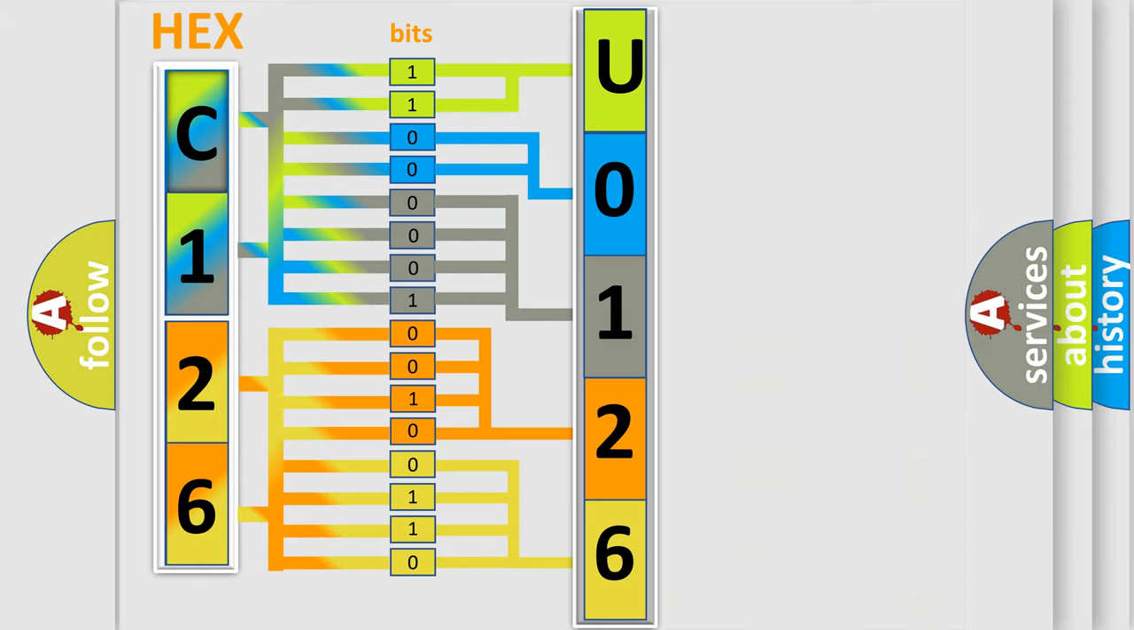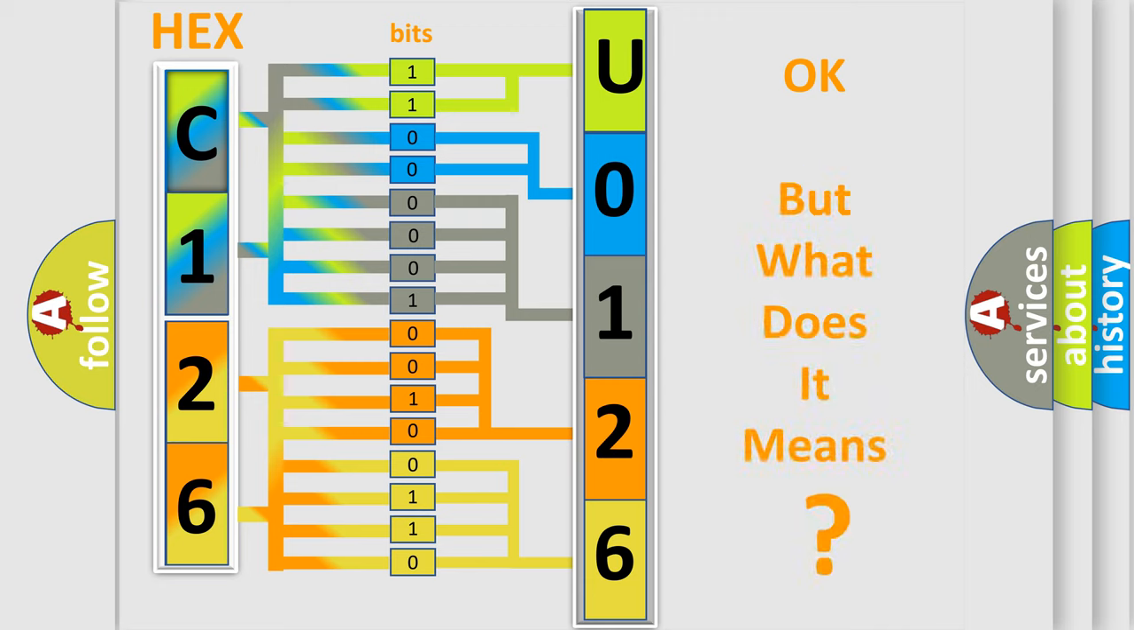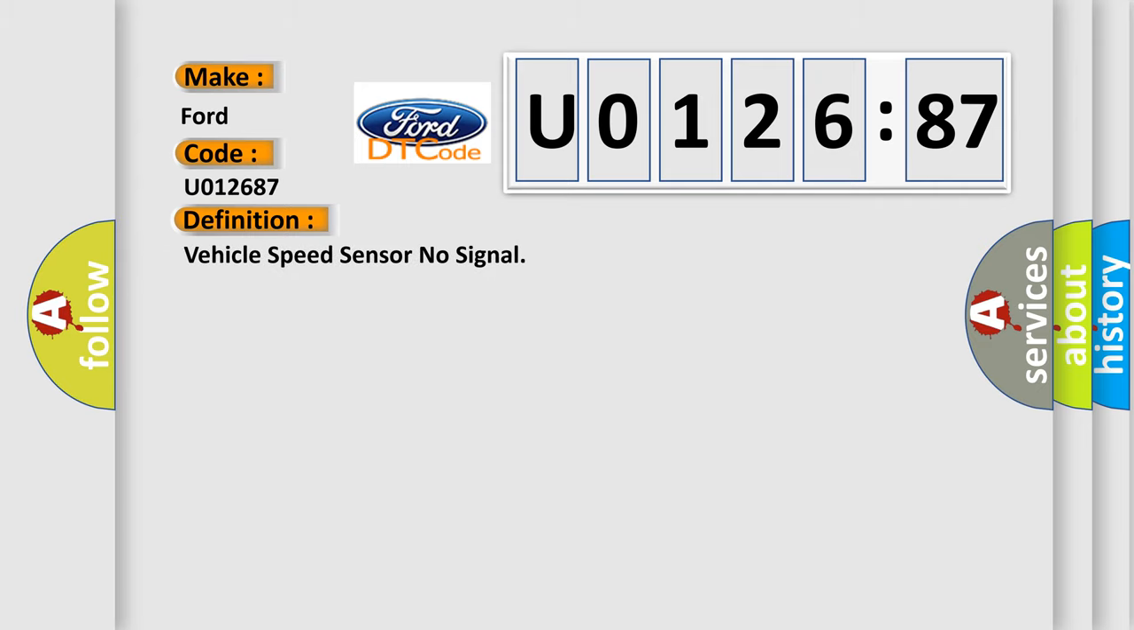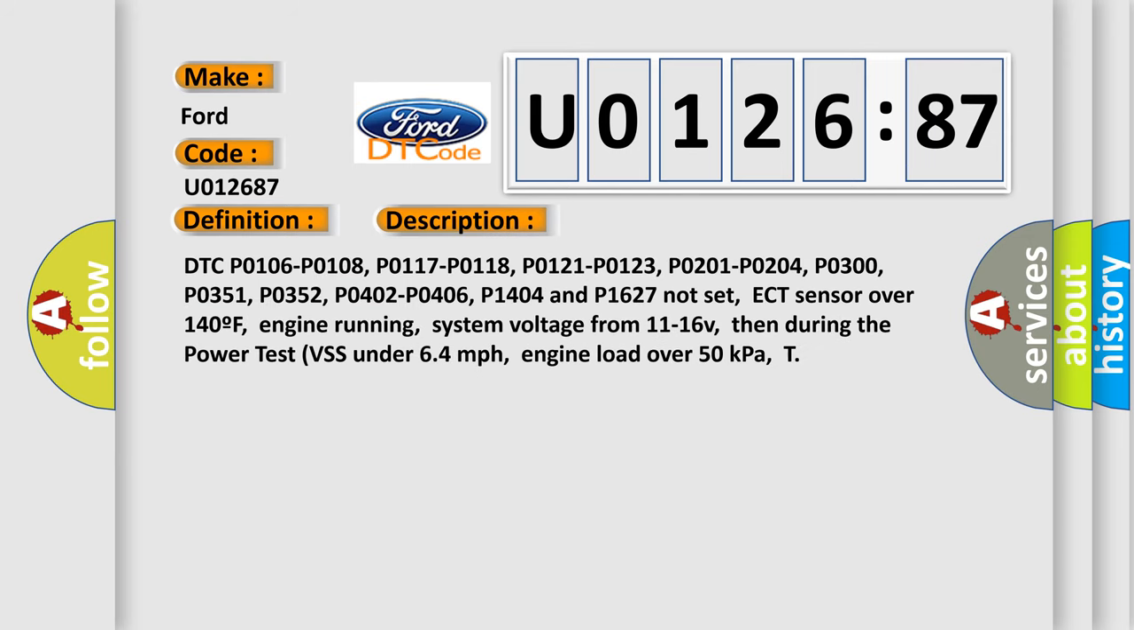We now know in what way the diagnostic tool translates the received information into a more comprehensible format. The number itself does not make sense to us if we cannot assign information to what it actually expresses. So, what does the Diagnostic Trouble Code U0126-87 interpret specifically for Infiniti car manufacturers? The basic definition is vehicle speed sensor no signal. And now this is a short description of this DTC code.